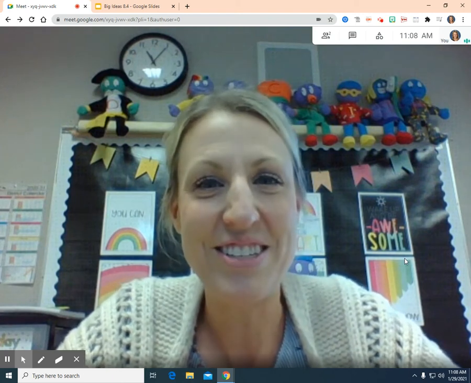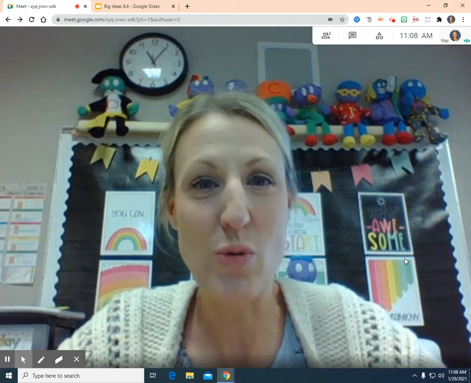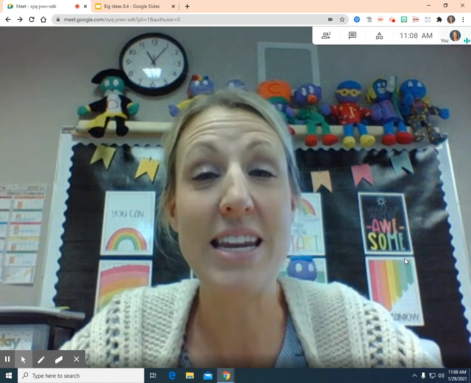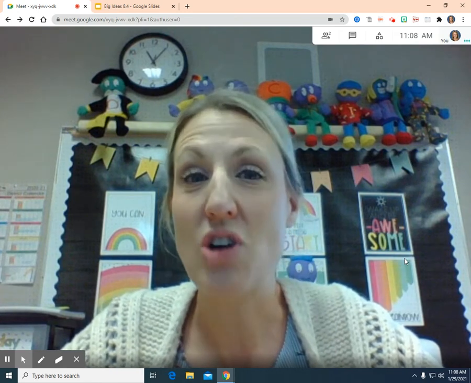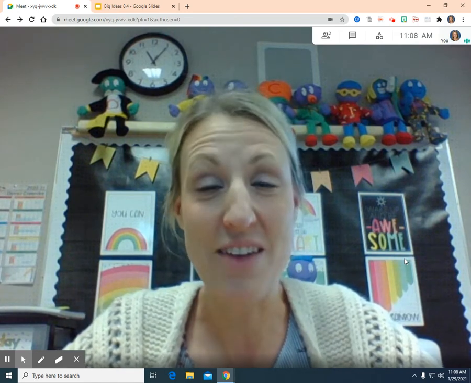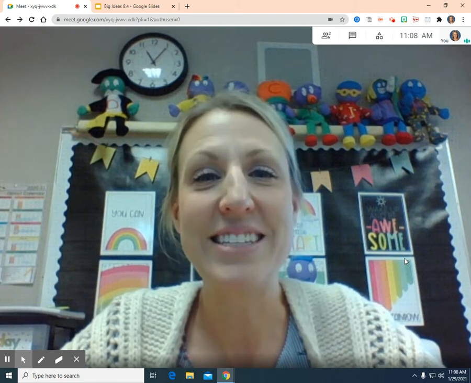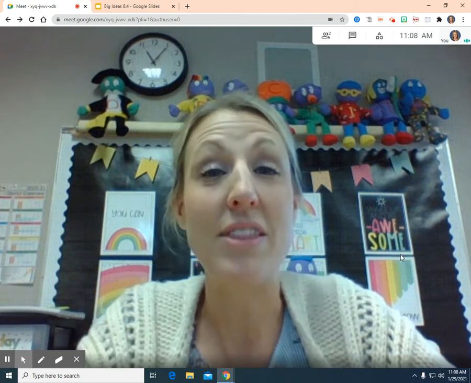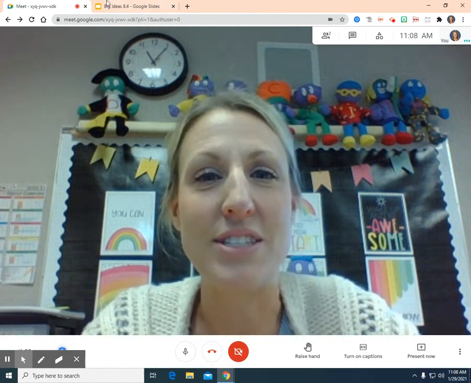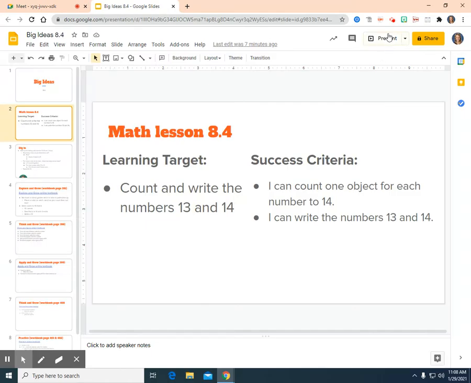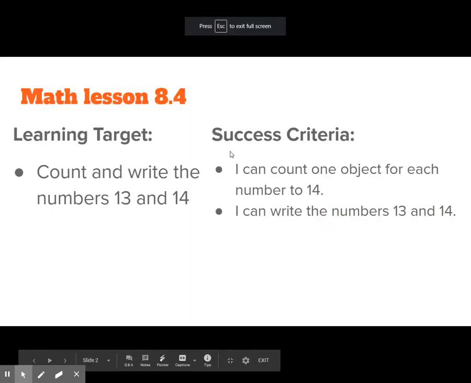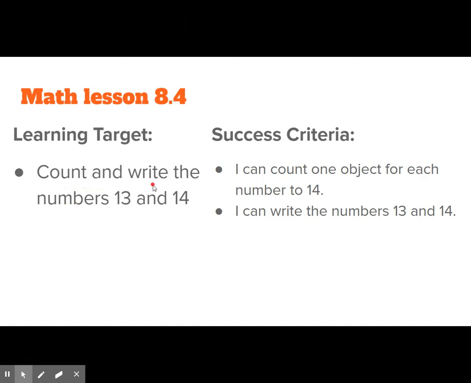Hi boys and girls, we are going to be continuing on talking about teen numbers. We have talked all about the numbers 11 and 12, and today we're moving on to talk about the next set of teen numbers. So let's start by looking at the learning target and success criteria for today. The learning target is to count and write the numbers 13 and 14.